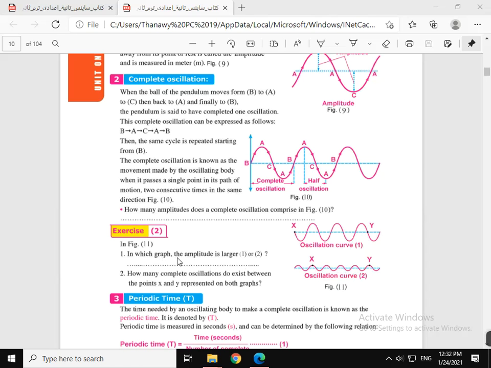In which graph is the amplitude larger, 1 or 2? The amplitude of curve 1 is larger than the amplitude of curve 2. Look at here and here. In curve 1 it is larger than in curve 2.